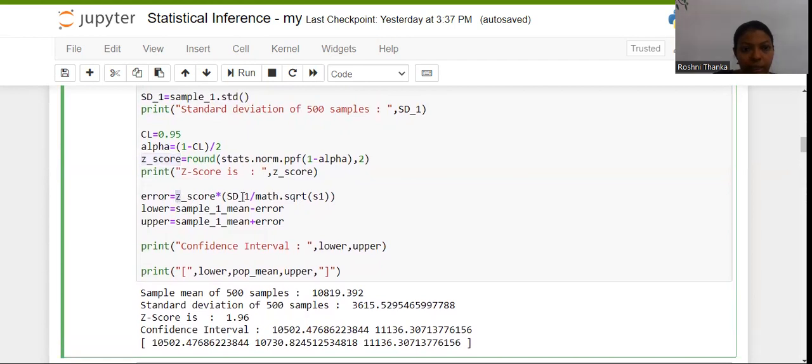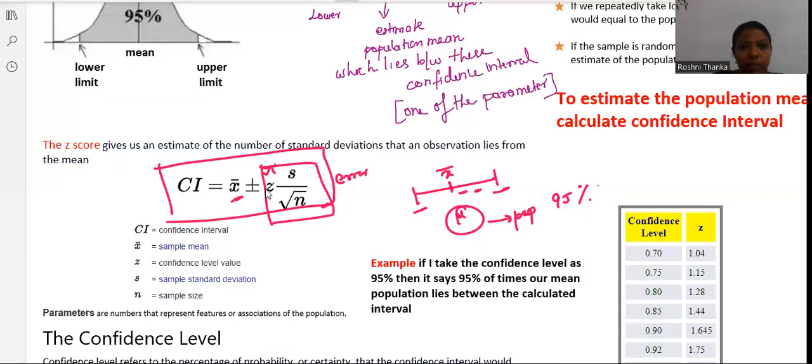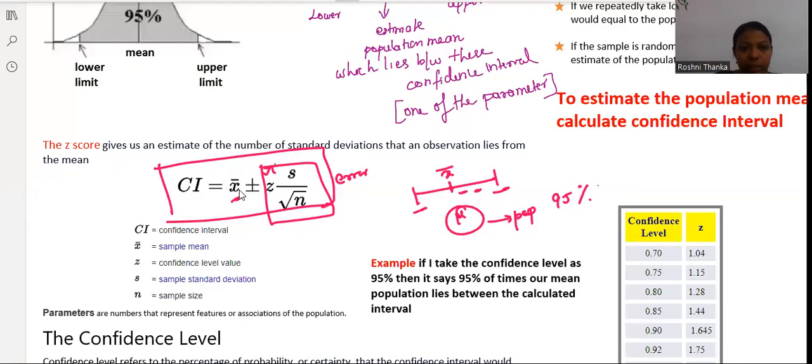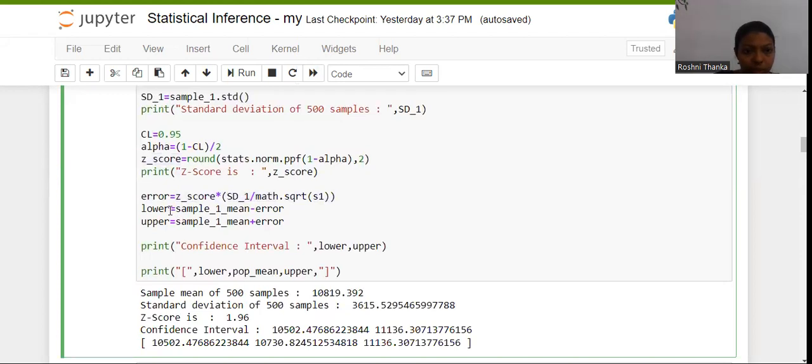First, we are getting the error part. What is the error part? Z-score times standard deviation divided by square root of n. So z-score times standard deviation, that we found already here, right? Divided by square root of n. n is the number of samples. That is the 500 here. After finding the error, we add it to the sample mean to find the upper limit, and we subtract to get the lower limit.